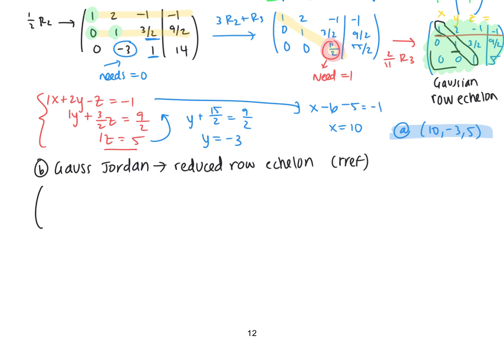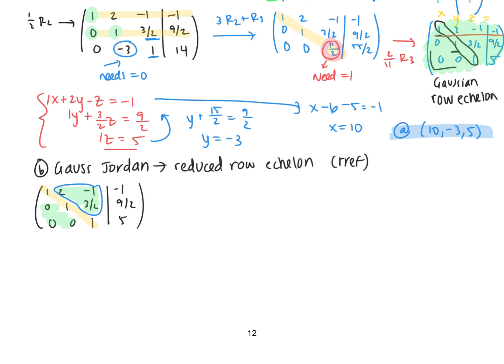So that matrix in green that we have above, the 1, 2, negative 1, augmented with negative 1, and then we have 0, 1, 3 over 2, 9 over 2, 0, 0, 1, and 5. So what we are doing when we get into reduced row echelon form is we are looking for 1s on the diagonal, which we already have, and then we are looking for zeros everywhere else. So the issue that we need to deal with right now is this part right here. We need all three of those to be zeros.